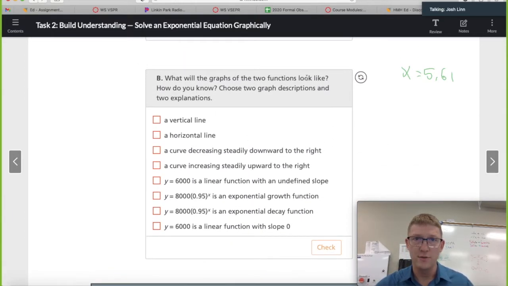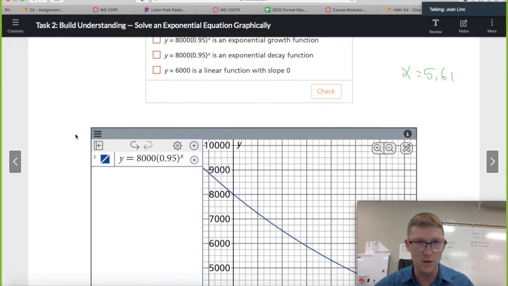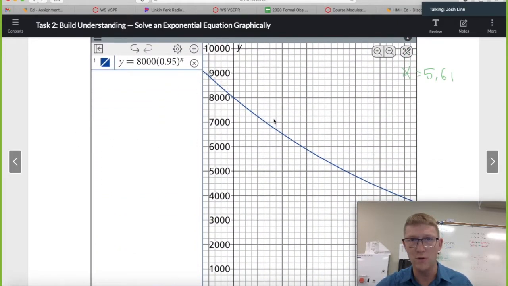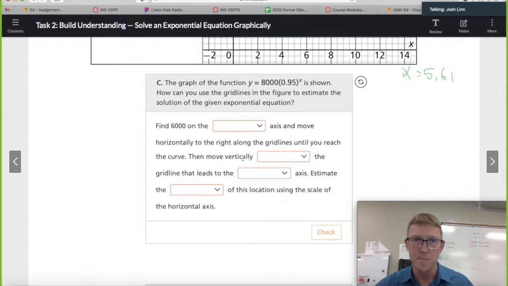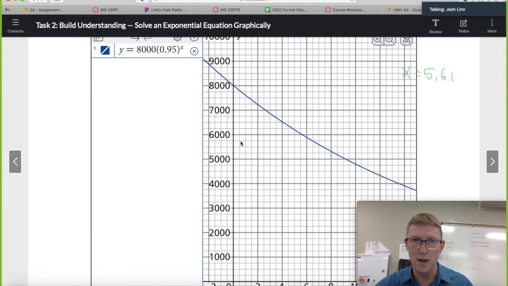What will the graphs of the two functions look like? We've already looked at it, so I'm just going to skip this problem. Here's our first curve that you saw on my graphing calculator, and then we have a line at y equals 6,000.